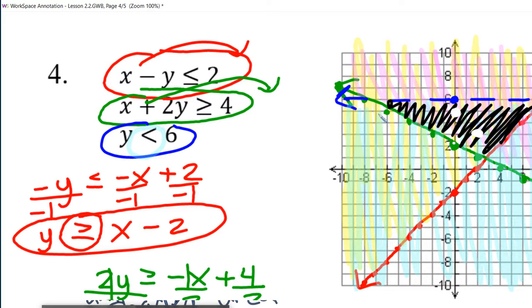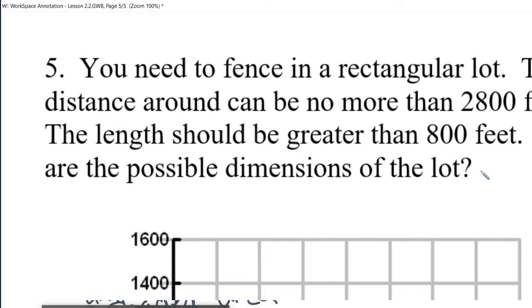Now, if you did not graph the line correctly, will your shaded area be in the correct region? No, so you first need to make sure you're graphing these lines correctly. Okay, go ahead and read number 5, and we'll talk about number 5 in just a second.